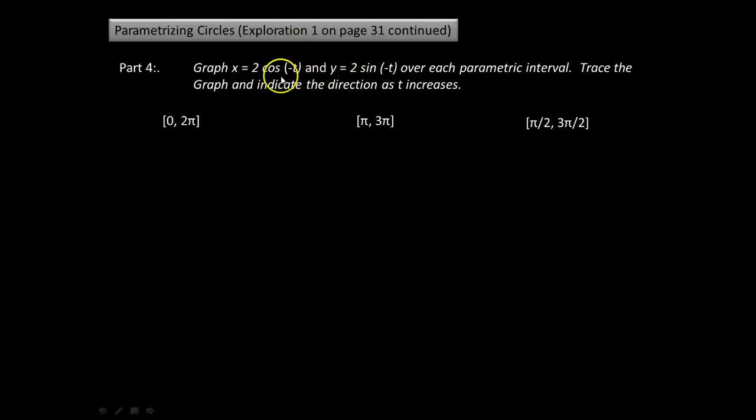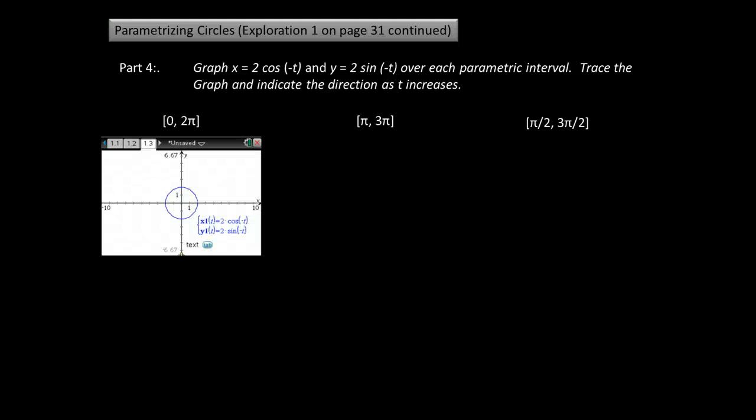Next thing, we have this negative t. Instead of t, it's negative t. So what perhaps you might be thinking is it's going to trace our circle backwards from what it normally does, and that is exactly what's going to happen. So in these directions, it says trace the graph and indicate the direction as t increases. So from 0 to 2 pi, we're going to expect that we get the entire circle, because that's a complete period for sine and for cosine. So we're expecting a complete circle of radius 2.